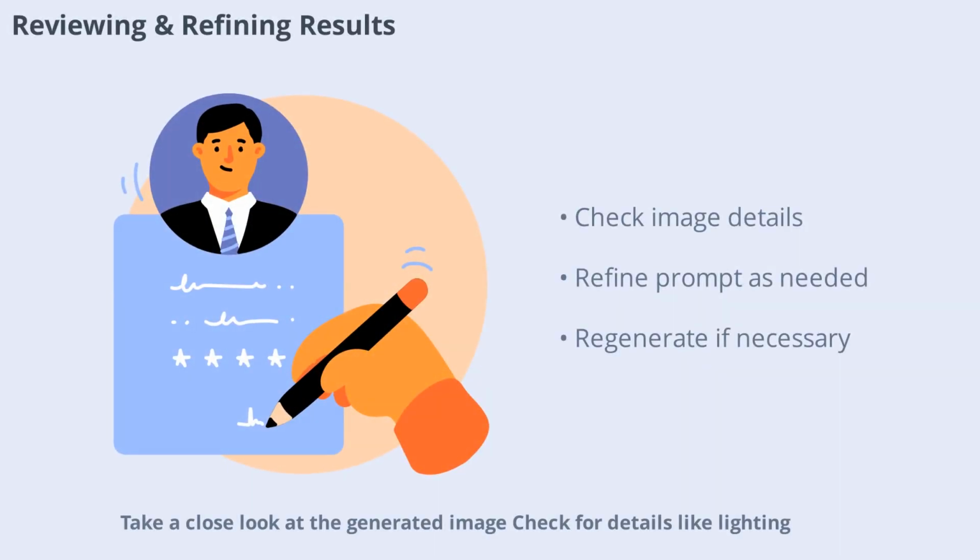Take a close look at the generated image. Check for details like lighting, proportions, and the presence of all desired props. If something isn't quite right, maybe the lighting is off or a prop is missing, return to your prompt and refine your descriptions. Emphasize what you want more clearly, restate any negative constraints, and regenerate the image. Repeat this process until you're satisfied with the result.